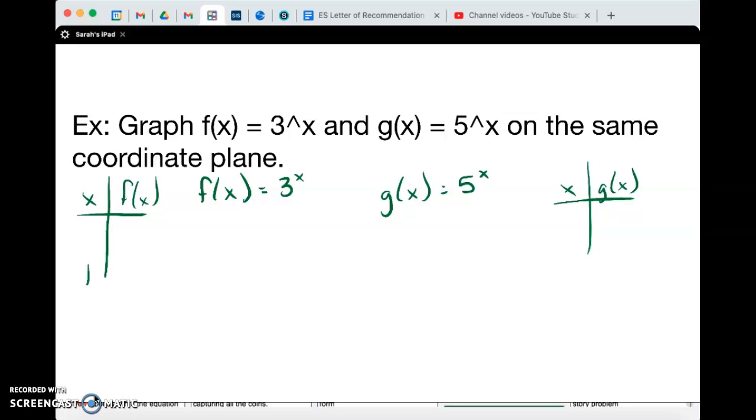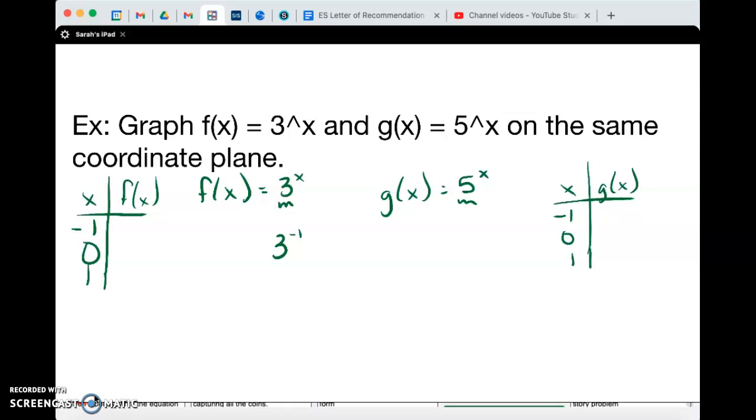You plug in 1. Nope. Then let's just do -1. Yeah, you can plug in anything for the x values because the domain is all real numbers. It's like this 3 and the 5. Those can't be -1, 0, or 1. Okay. So if I do -1 here, I would have 3 to the -1st power.